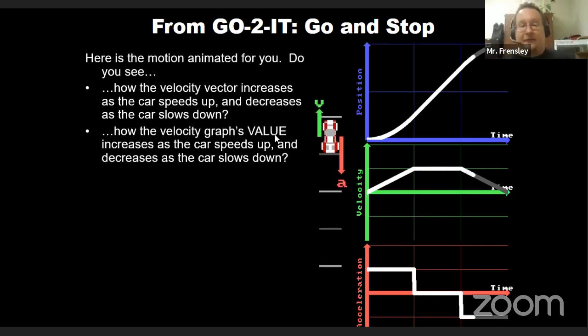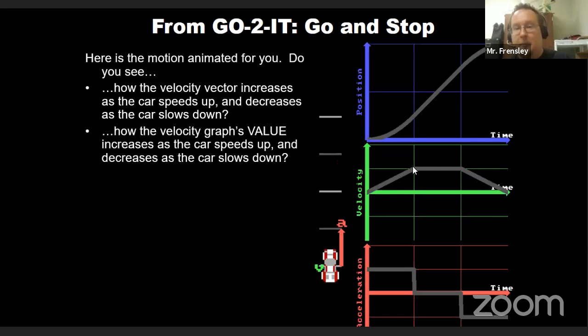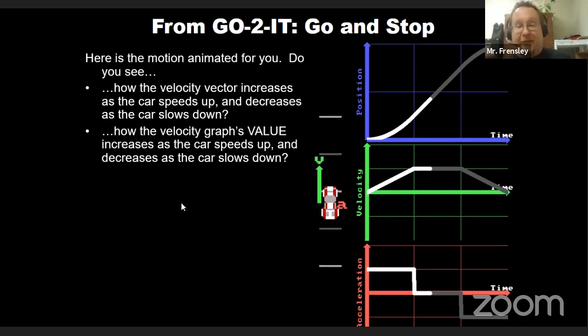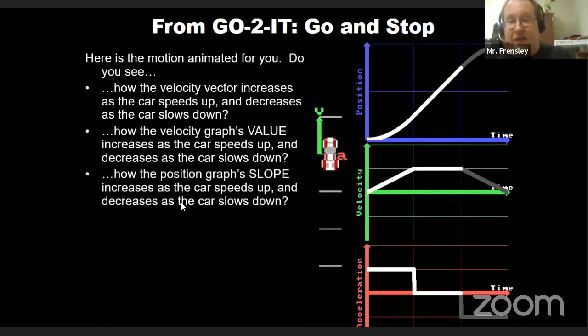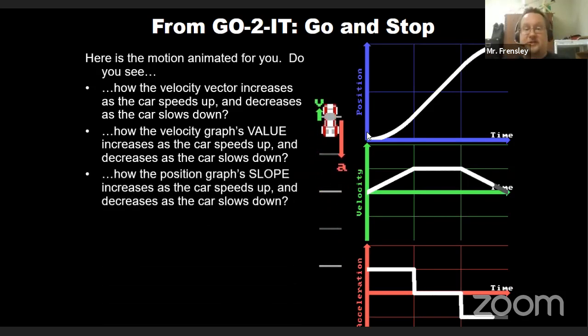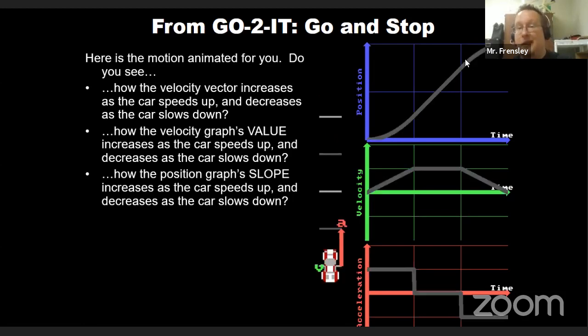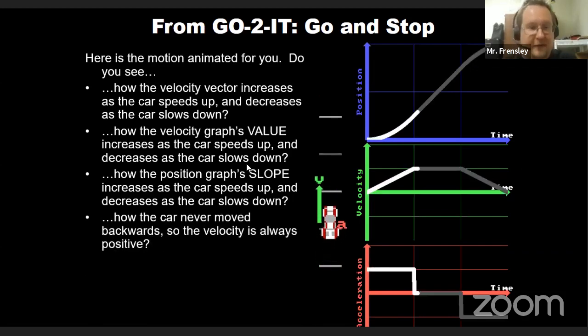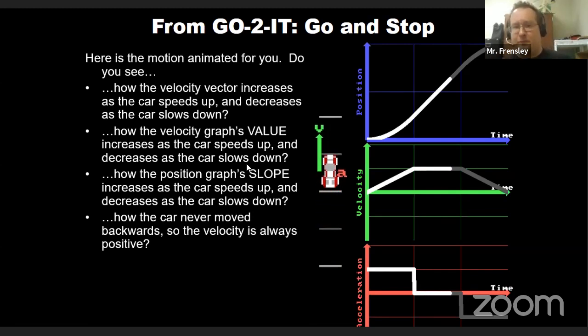The velocity graph's height is its value. So the value of the graph is how high up you are: zero value, positive value, same positive value, zero value. The value increases, stays constant, and then decreases. The position slope gets more steep, constant steepness, then becomes zero slope on the position graph. The car never moved backwards.